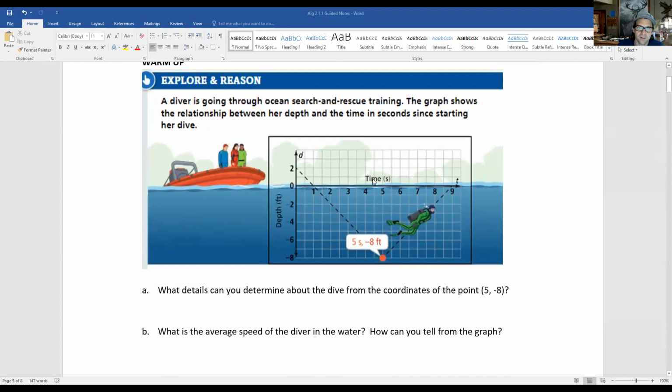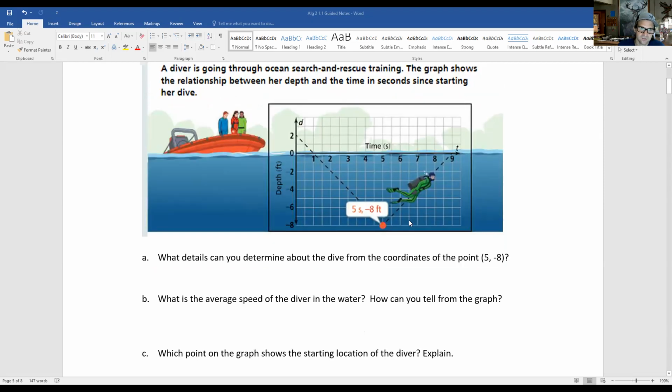So we'll do a little warm up here in this activity. We're going to look at a diver going through the ocean in a search and rescue training. The graph shows the relationship between her depth and the time in seconds starting her dive. So as time goes on, she starts 0 seconds above the water, which makes sense. And then she jumps in, after 1 second she's touching the surface, and she goes down. 5 seconds, she's at -8 feet, and then 9 seconds back up to the surface.